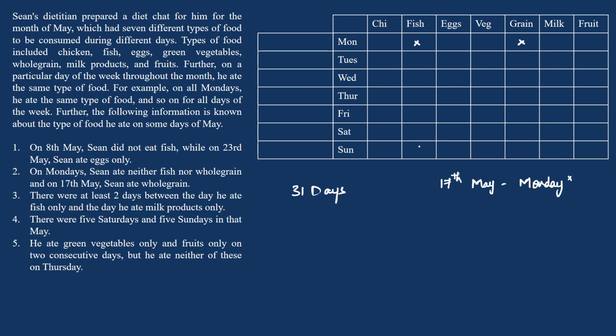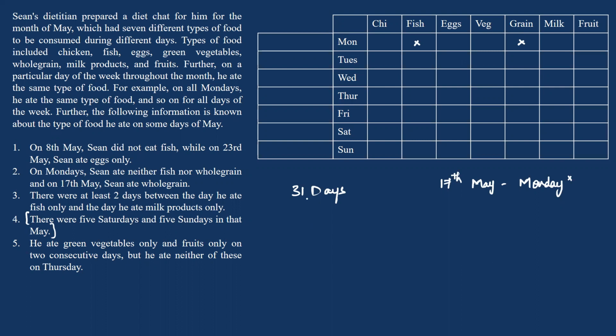Now there were 5 Saturdays and 5 Sundays in that May. So this is a very important statement, guys. And he ate green vegetables only and fruits only on 2 consecutive days, but he ate neither of these on Thursday. Now on 8th May, Seen did not eat fish, while on 23rd May, Seen ate eggs only. On Monday, Seen ate neither fish nor whole grain, and on 17th May, Seen ate whole grain.